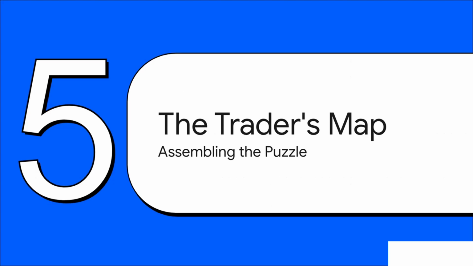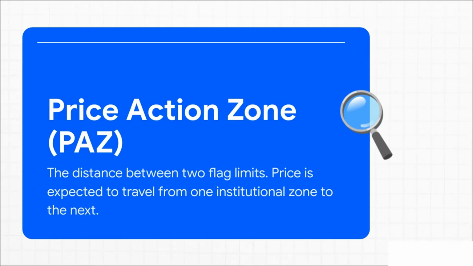Okay, so how do we actually put these puzzle pieces together into something useful? Let's bring it all home and see how these concepts build a map that you can actually follow in the market. Once you've spotted two opposing flag limits, let's say you have one up high acting as supply and one down low acting as demand, the space between them has a name. It's called the price action zone, or PAZ. And that, right there, that's your map. The theory is that price is now basically trapped and will just travel from the edge of one of these institutional zones to the other.